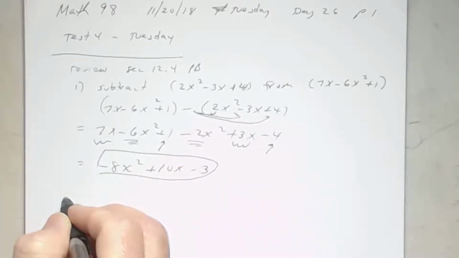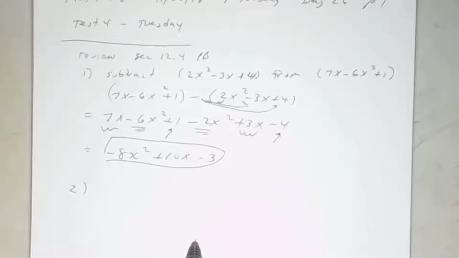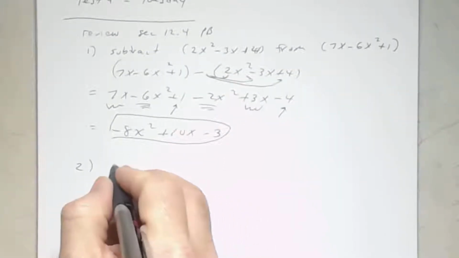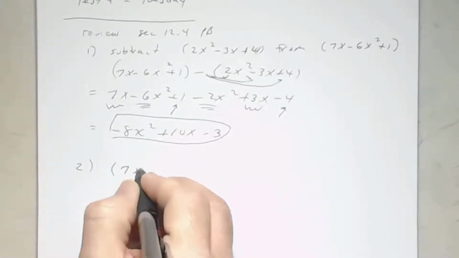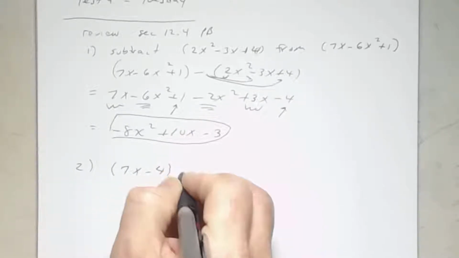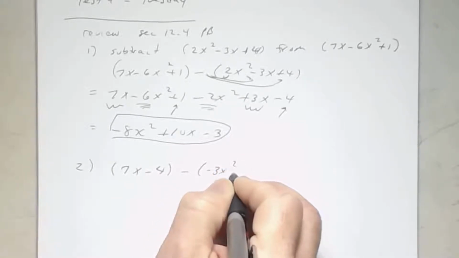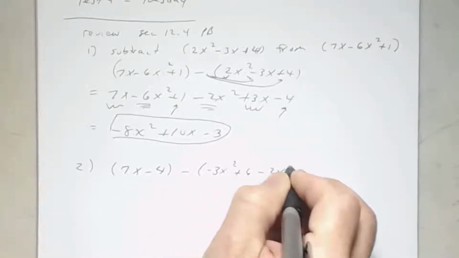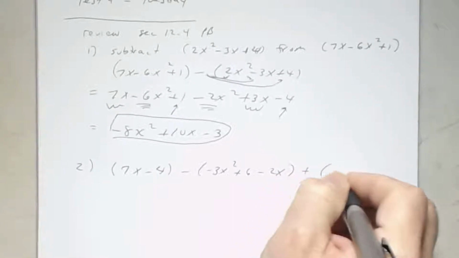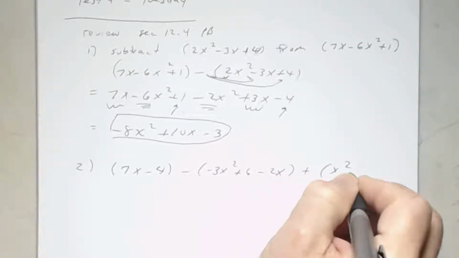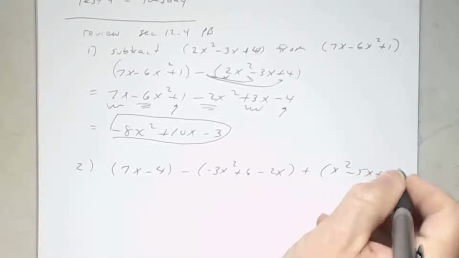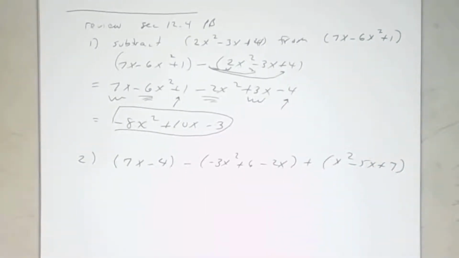All right. Okay, number 2. Suppose you had 7x minus 4 minus, and then let's say it's a negative 3x squared plus 6 minus 2x, and then plus x squared minus 5x plus 7. Suppose you had those. Now, how many polynomials do you see here? 3. Okay. So this is where you're going to get rid of the parentheses.